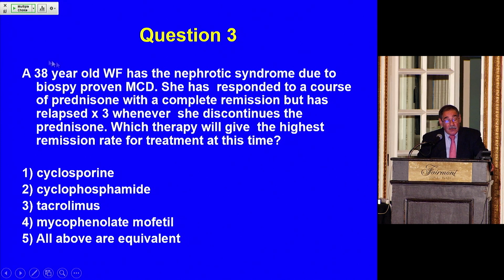Question 3. A 38-year-old white female has the nephrotic syndrome due to biopsy-proven minimal change disease. She has responded to a course of prednisone with a complete remission, but has relapsed 3 times whenever she discontinues the prednisone. Which therapy will give us the highest rate of remission for her treatment at this time? She's had 3 relapses. What therapy should you use at this time? Cyclosporin, cyclophosphamide, tacrolimus, mycophenolate, all of the above are equivalent. Okay.